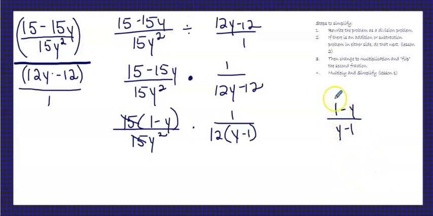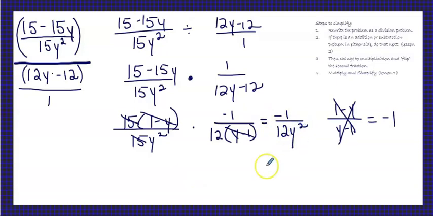But if you have subtraction and you have two of the same terms but they're switched, so I've got the 1 minus y and down here I've got the y minus 1, this whole thing right here just equals -1. And I explained in the last lesson why that works that way. So I can mark these out, and as long as I put a -1 in the numerator, I'm good. So it equals -1. All right, so then my answer ends up being -1 over 12y squared.